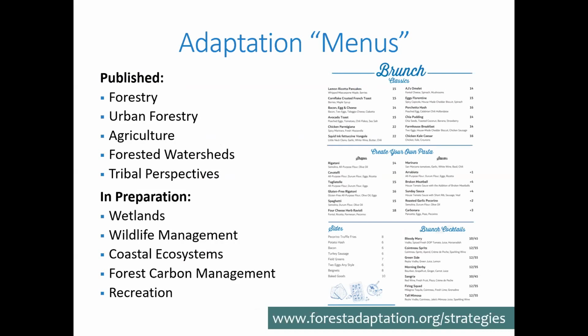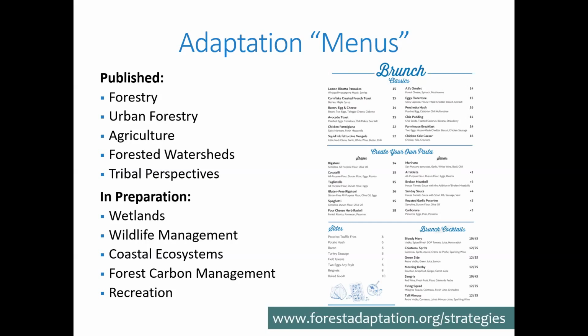In the published version of the FAR, there are 2 different adaptation menus currently. One is for forestry and one is for urban forestry. On our website, forestadaptation.org/strategies, we also have menus for agriculture, forested watersheds, and tribal perspectives.